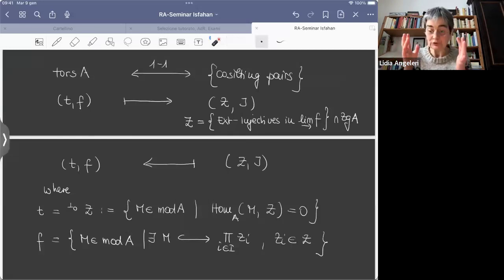And if we look at this operation of mutation for two-term co-silting complexes, then this can be translated into an operation on co-silting pairs. I had no time to discuss this now, but it is well behaved, and you can describe explicitly what the mutation of a co-silting pair is. It's a bit technical to phrase, but there is an explicit rule how to mutate.